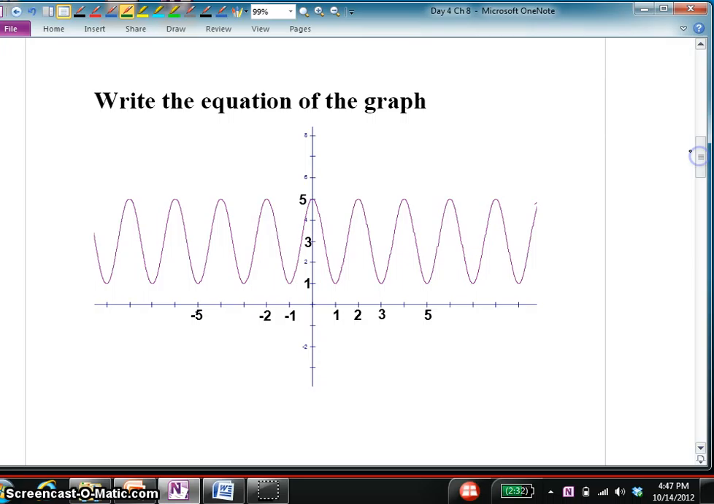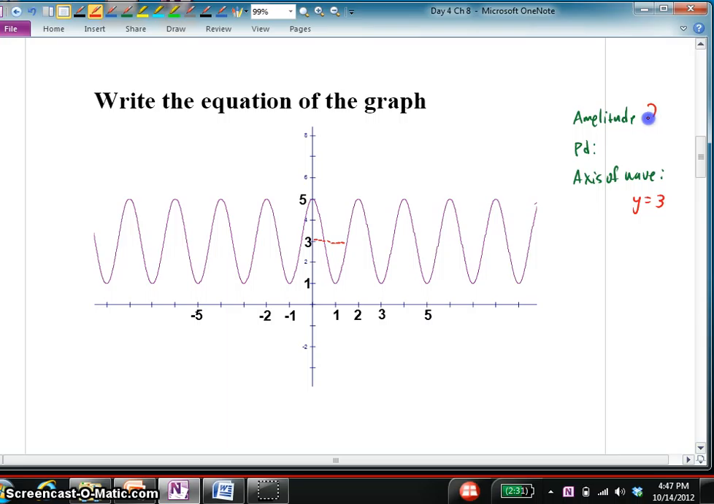Alright, so let's look at number 2. It says write the equation of this graph. So I'm going to do sort of the same thing. I'm going to find the amplitude, the period, and the axis of wave. Those 3 things are kind of fixed. I can see that the middle of this is at y equals 3. So that's the axis of wave. I can see that the amplitude then is 2. And if I look at the period, from the start to the top, it is 2.